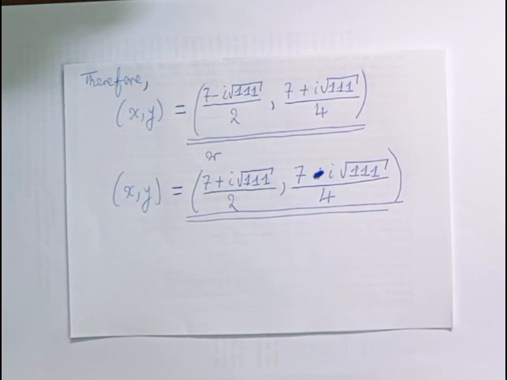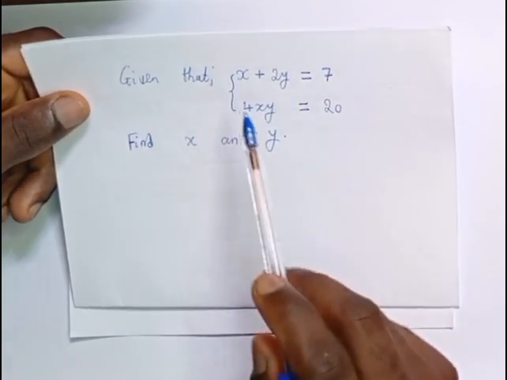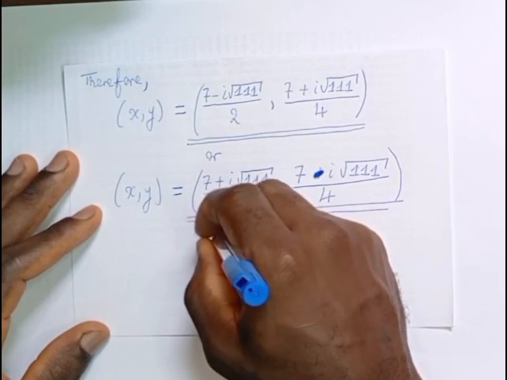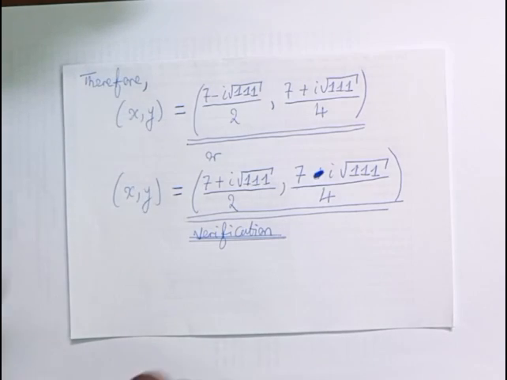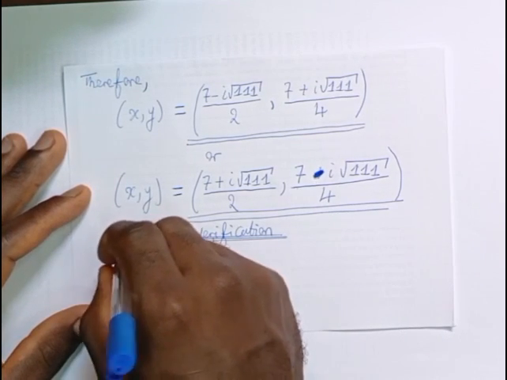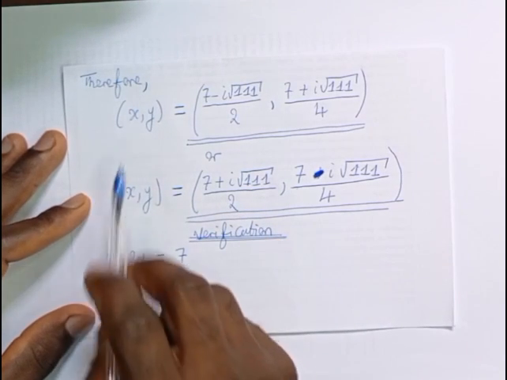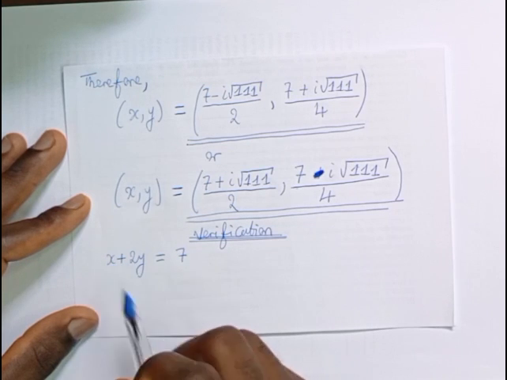Now let's verify to see if these solutions are correct. We are going to make use of the first equation: we replace x and y with their values and add, to see if we obtain 7. Take down the verification. For the first equation, we have x plus 2y is equal to 7. Let's take the first set of solutions. We replace x by its value and y by its value on the left hand side.